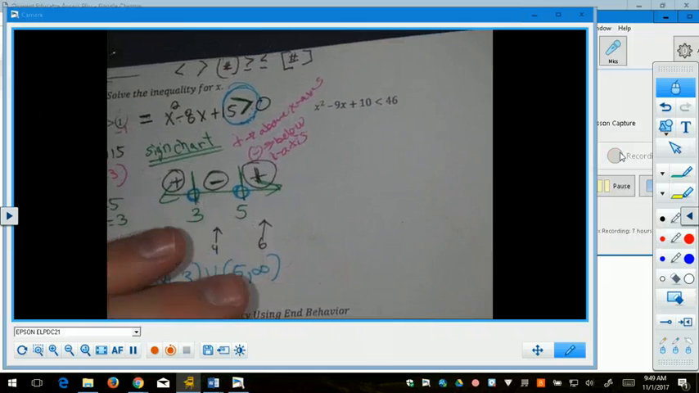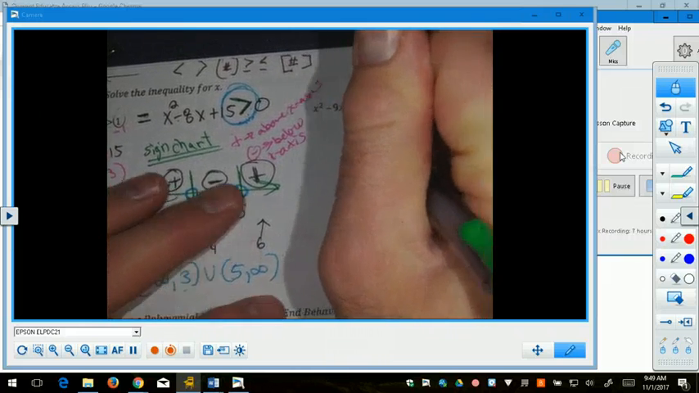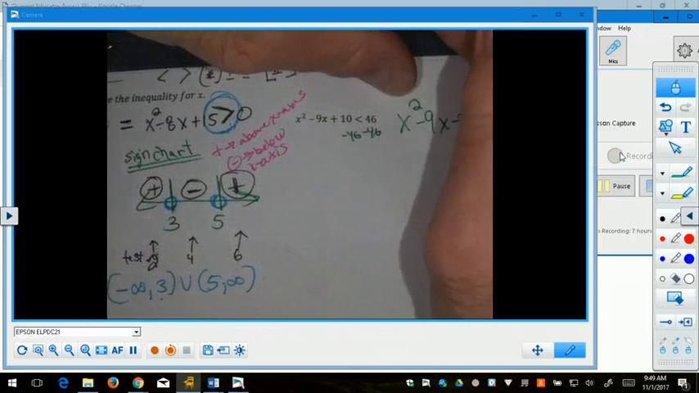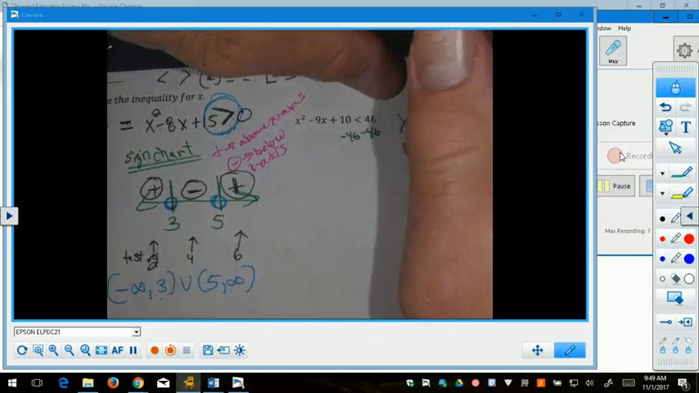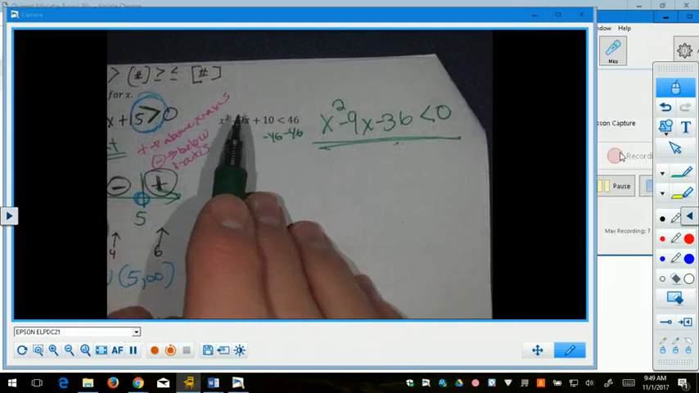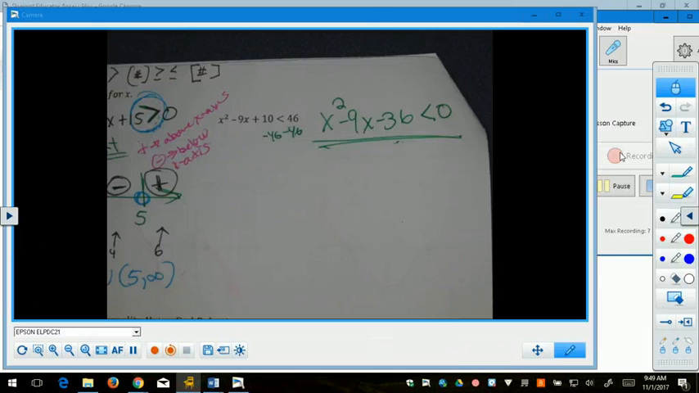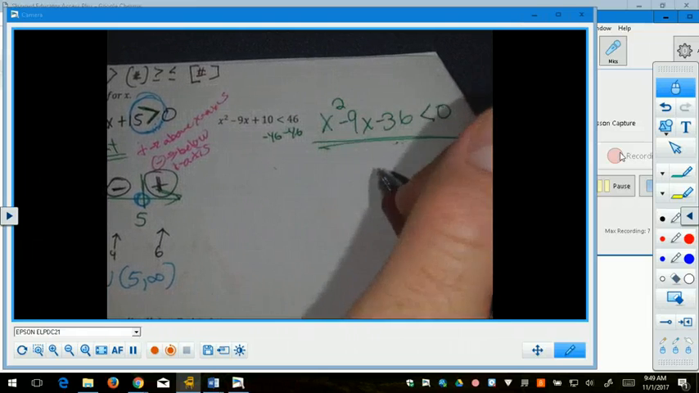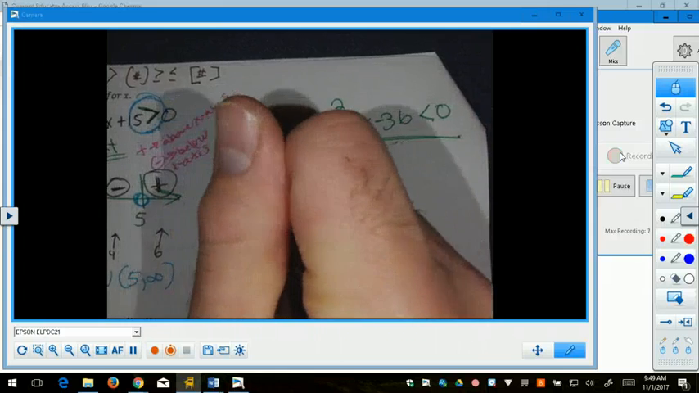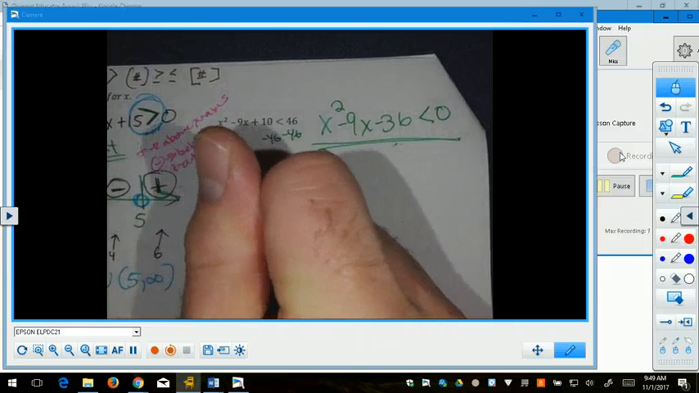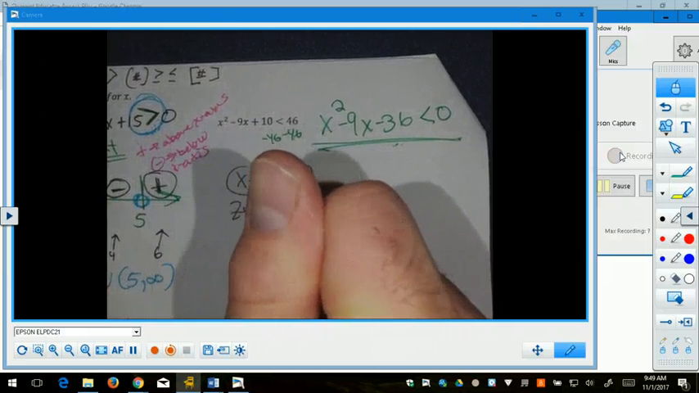So for our next function, we're going to subtract 46 from both sides, giving us the inequality x squared minus 9x minus 36 is less than 0. In solving this inequality, it'll be the same answers for x. That would be a solution to this inequality, because all we did was subtract 46 from both sides. So we're going to factor that if it's factorable. I think it is. Is it 12 and 3? x minus 12, x plus 3. And so the zeros are x equals 12 and x equals negative 3.